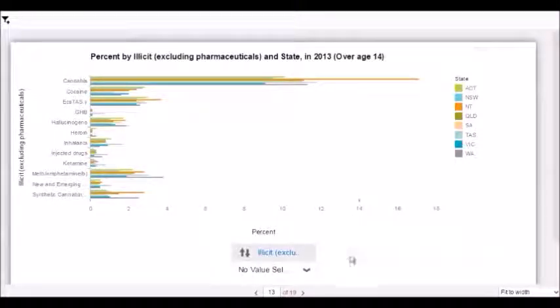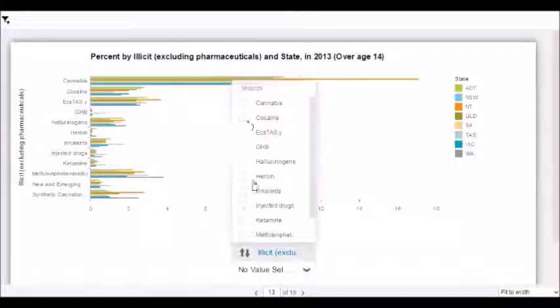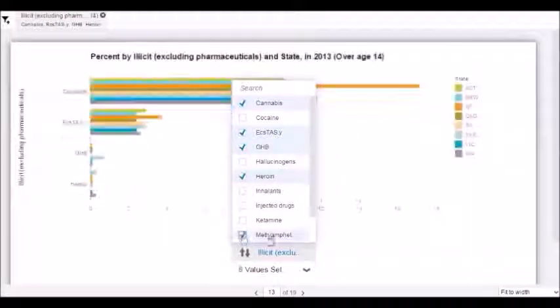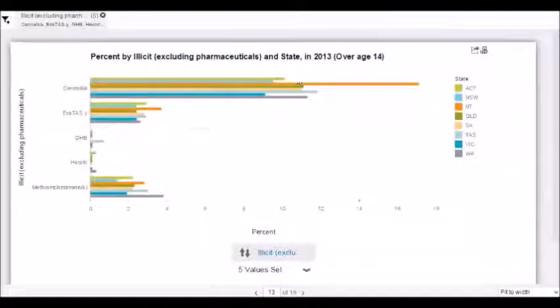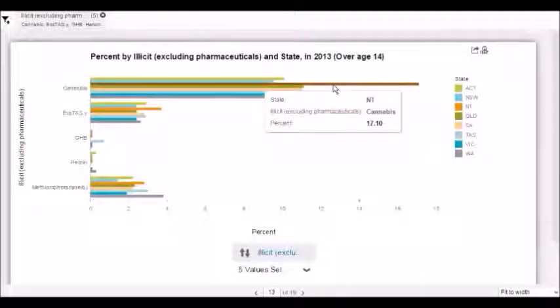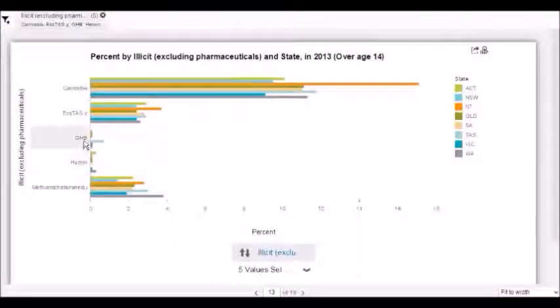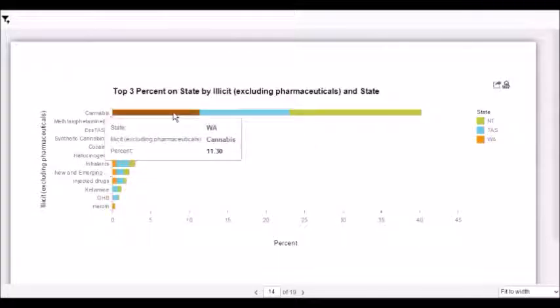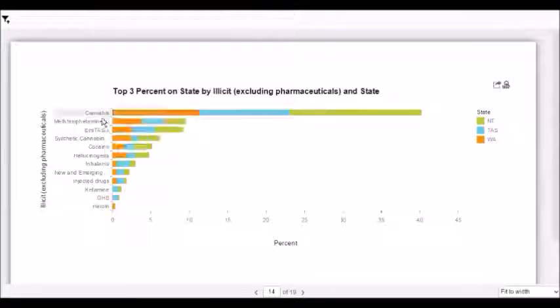These illicit drugs consist of some drug types such as cannabis, ecstasy, GHB, heroin, and amphetamines or ice. From the chart, it's conceivable that cannabis had the highest use in all states, and Northern Territory had the highest percentage of cannabis users, 17.1%. In contrast, heroin and GHB had the fewest users, and the top three states with the highest cannabis use are Northern Territory 17.1%, Tasmania 11.8%, and Western Australia 11.3%. Amphetamine and ecstasy take the second and third positions of drug use in these states.